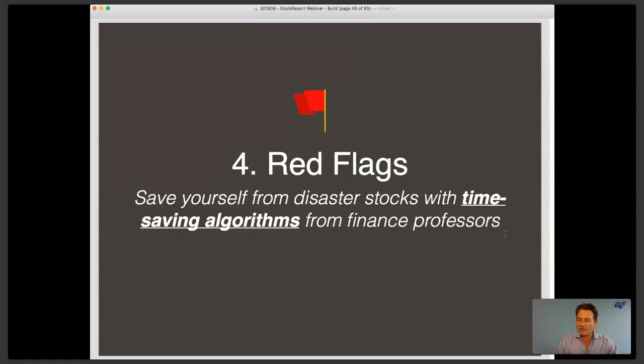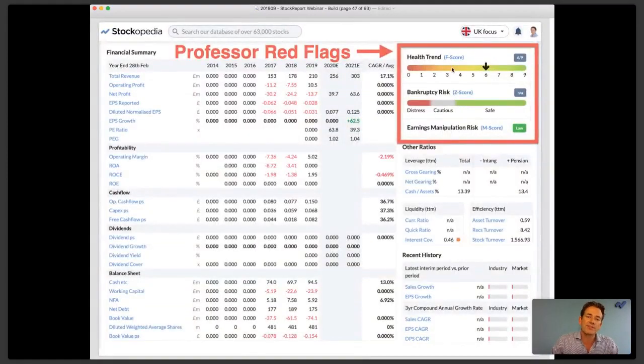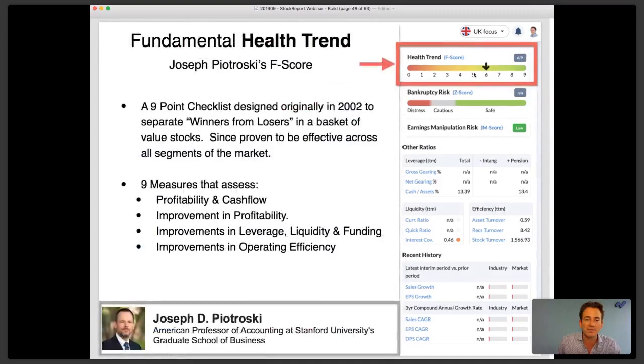Right, I want to go into the red flags bit because I think this is absolutely fantastic. Now, these red flags have saved investors from disaster stocks time and time again. And I'm really proud of them as an innovation on the site. So here we go. You'll find them as you scroll down the page next to the financial summary, this little block here: health trend, bankruptcy risk, earnings manipulation risk. And each of these is super powerful.